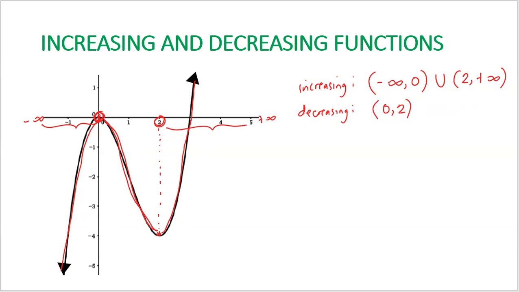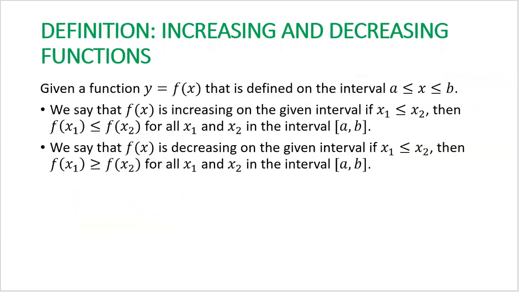Now the formal definition of the intervals where the function is increasing and decreasing is as follows. Given a function y equals f of x that is defined on the interval of x from a up to b, we say that the function f of x is increasing on the given interval if x sub 1 is less than or equal to x sub 2 implies that the function value of x sub 1 is less than or equal to the function value of x sub 2 for all x sub 1 and x sub 2 in the interval from A up to B.